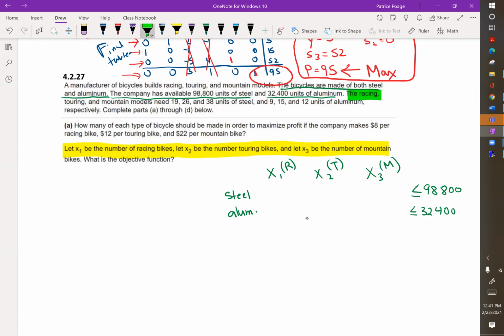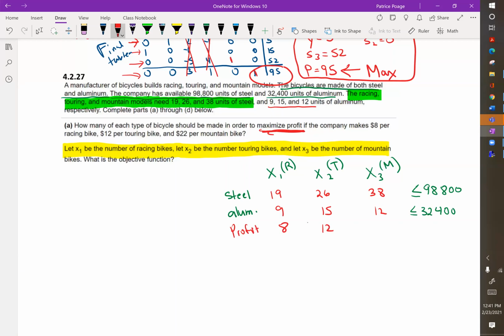All right. It says the racing, touring, and mountain models need, respectively, 19, 26, and 38 units of steel. And they need 9, 15, and 12 units of aluminum. Complete parts A through D. How many of each type of bicycle should be made in order to maximize the profit if the company makes $8 per racing bike, $12 per touring bike, and $22 for each mountain bike. Okay.